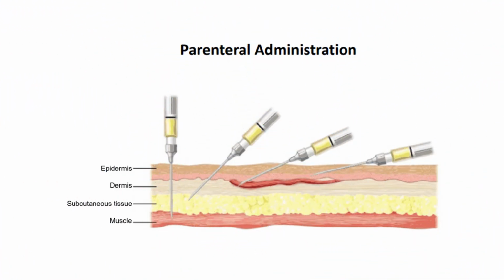Parenteral administration refers to the administration of medications by injection or infusion. Examples of injectable routes include the subcutaneous route, which is injection into the fatty tissue under the skin, the intramuscular route, which is injection into the muscle, the intradermal route, which is injection into the dermis, and the intravenous route, which is injection into a vein.